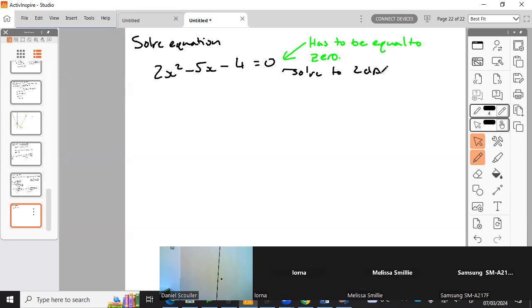The b term as negative, yep. Does it become a positive? Yep.